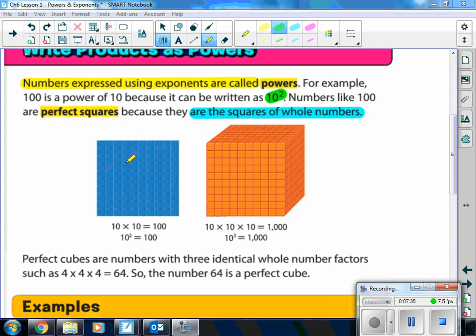So, when we're multiplying a number times itself twice, that will give us the perfect square. Okay? Perfect cubes are numbers with 3 identical whole number factors, like 4 times 4 times 4. Okay? Make sure you write down that definition. So 64 is a perfect cube because 4 times 4 times 4 is 64. 8 is a perfect cube because 2 times 2 times 2 is 8.